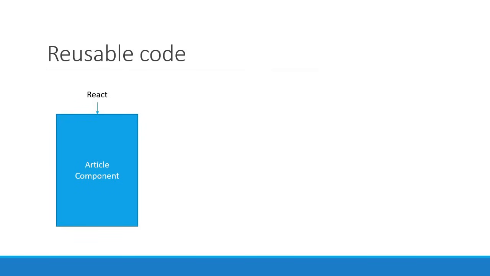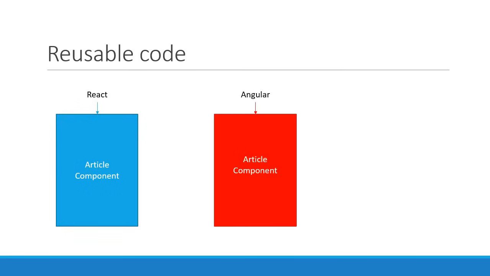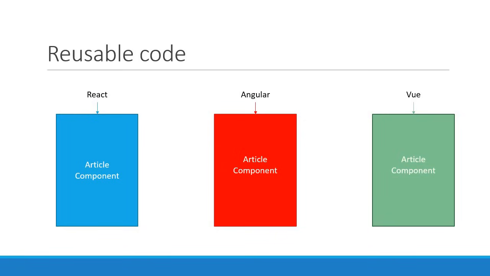Components also make it possible to write reusable code. For example, you could have a component for an article on React. The same component can be reused for articles on Angular or Vue by simply passing the right data into the article component. For enterprise applications, the ability to reuse code is a huge plus point.